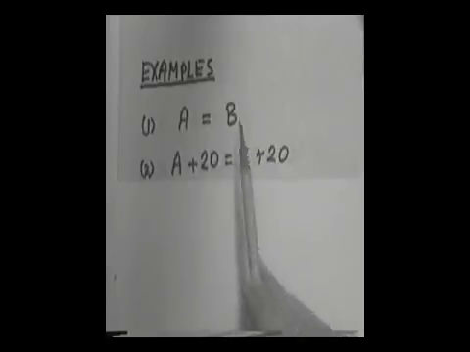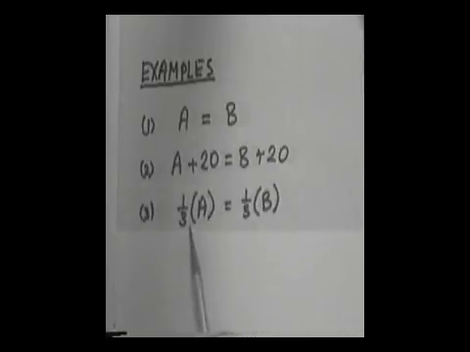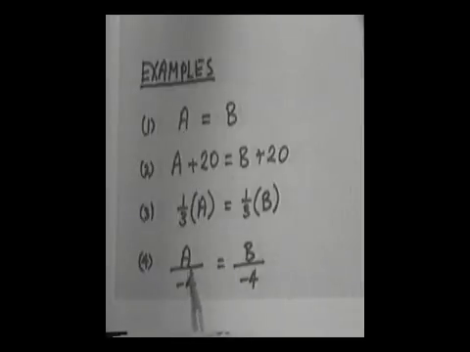Starting with the equation A equals B, we can, for instance, multiply both sides of the equation by some number, like perhaps 1/3. 1/3 times A equals 1/3 times B. Multiplying both sides by 1/3 is perfectly acceptable. Another example, we can divide both sides of the equation by something, like A divided by -4 equals B divided by -4. Dividing both sides by the same number is perfectly acceptable.